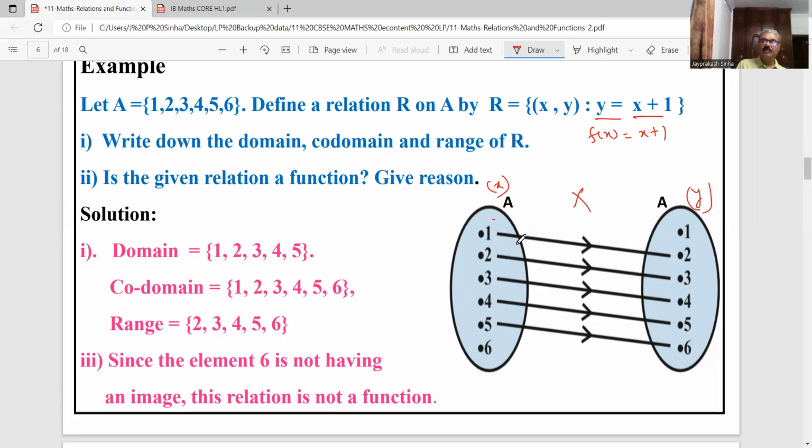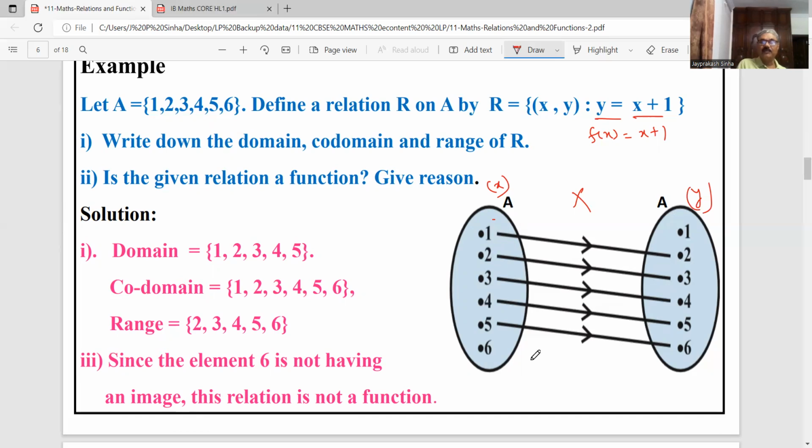Correct? So what is the domain? Domain means all the elements of set A which are taking part in the relation. Here, if you take x = 1, then it will become 1 + 1 = 2. So 1 is related to 2. Similarly, if x = 2, then y will be 2 + 1 = 3. So 2 is related to 3, 3 is related to 4, 4 is related to 5, and 5 is related to 6. 6 is not related to anybody, because the highest element in the set is 6 only. So only these are taking part in the relation.